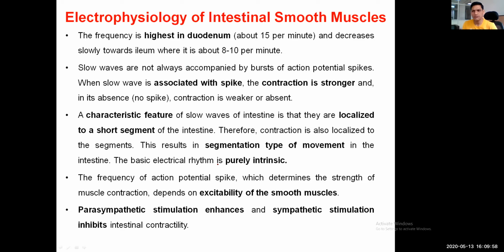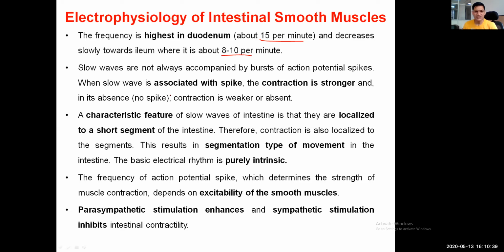Now the electrophysiology of small intestine smooth muscles. The frequency of the duodenum is highest, around 15 per minute, and it decreases towards the ileum, and in the ileum it is 8 to 10 per minute. Slow waves are not always accompanied by bursts of action potential spikes, but when the slow wave is associated with a small action potential spike, the contraction is stronger. If the action potential is absent, then the contraction is weaker or absent.